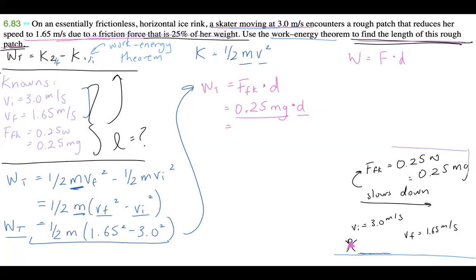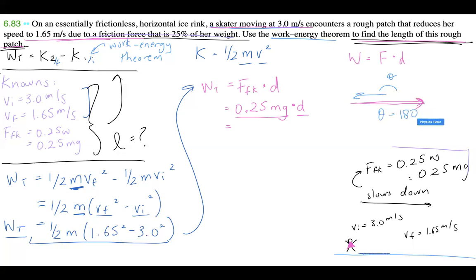So if this is the length of this rough patch, and the skater is moving in this direction, then the force of friction is actually going to be working in the opposite direction, right? Because friction is slowing us down, and we know that friction works against an object. That means if we look at the angle between these two vectors, if this is theta, then theta is equal to 180.